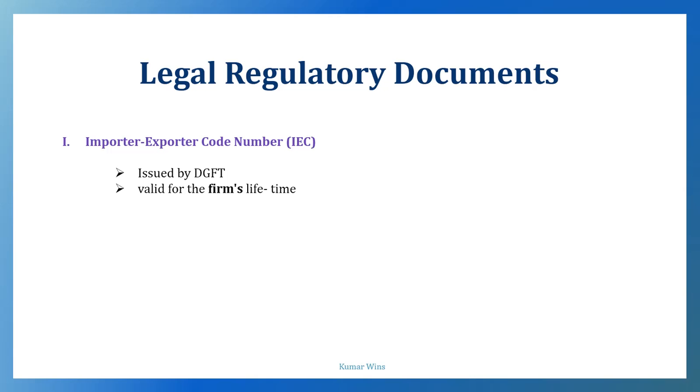Then we have some legal regulatory documents. First is IEC, that is Importer Exporter Code Number. It is issued by the DGFT. And IEC is valid for the firm's lifetime. There is no expiry period for this document. But there are certain conditions which can be used to cancel the IEC of an organization. So we need to be very careful about following those regulations.